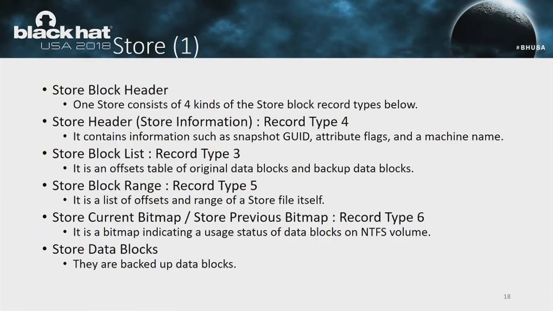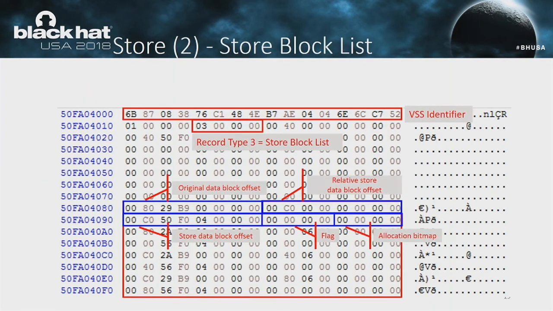Next, store. Store data consists of 4 kinds of store blocks. The representative data in them is the record type 3 here, which indicates the store block list. It manages a table that has offsets of original data blocks and offsets of backed up data blocks. This is a sample of a store block list. You can see original data block offset, and a backed up data block offset here.